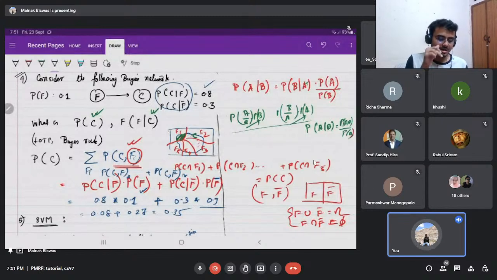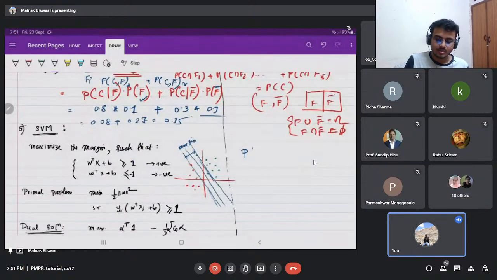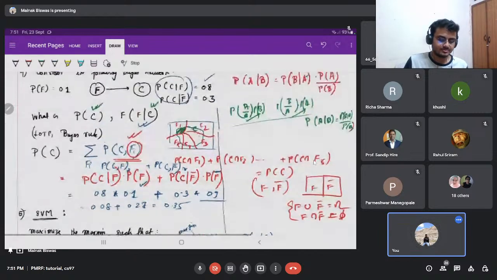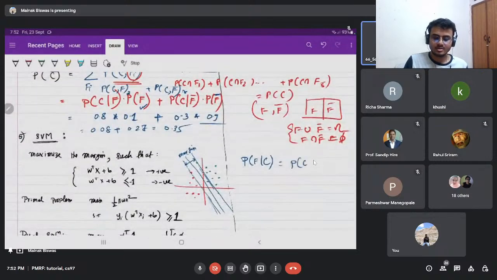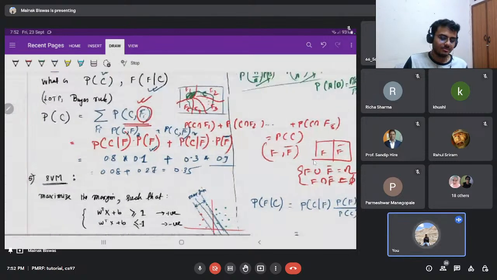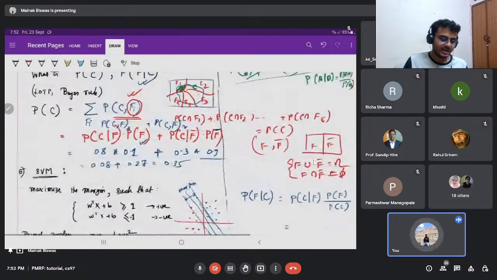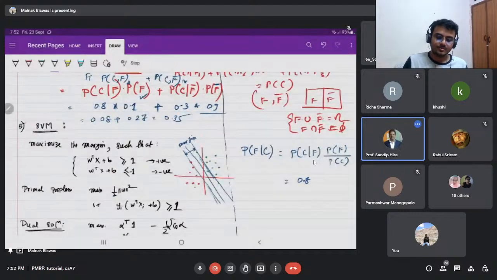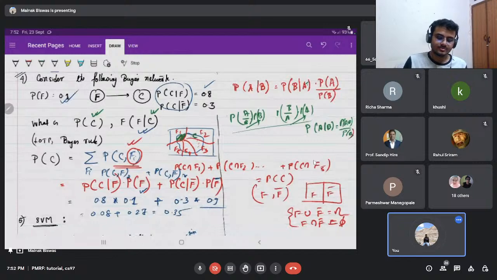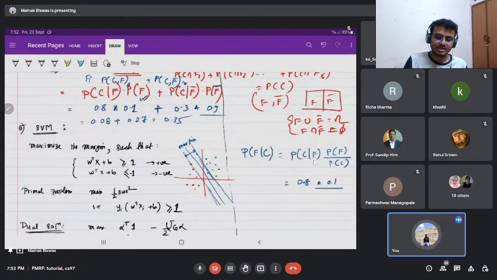And the last thing that you want to do is find F given C. How can you do that? I have a lack of space here, so I'll do it here. Probability of F given C. So how do we do that? Any idea? P of C by F into P of F divided by P of C. Great. So everybody is ready, at least some who are replying. So C given F is given to you, 0.8, into P of F is given to you, 0.1. Probability of C you have calculated just now.